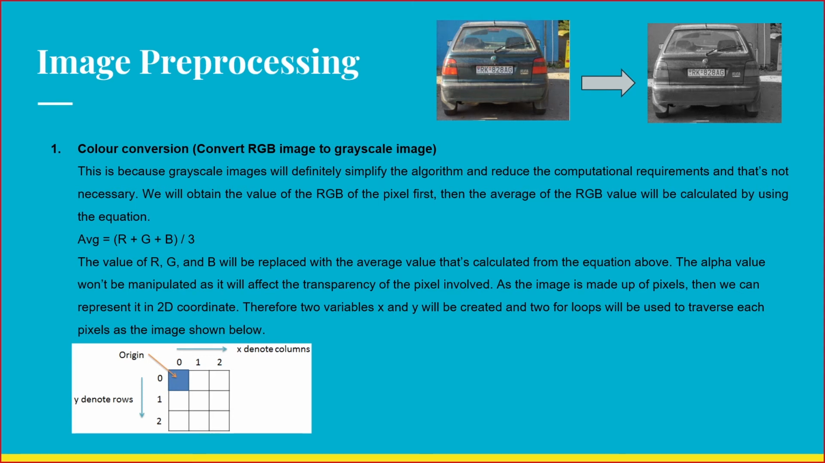Therefore the two variables x and y will be created, and two for loops will be used to traverse each pixel, as in the image shown below. As you can see, the image above beside the image pre-processing title, we managed to convert the RGB image into the grayscale image. So next.